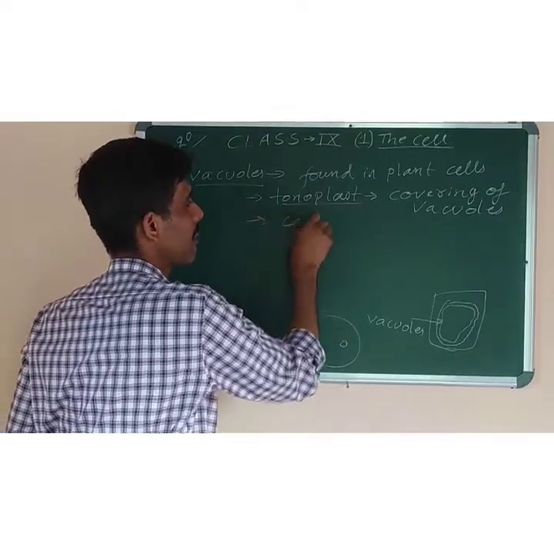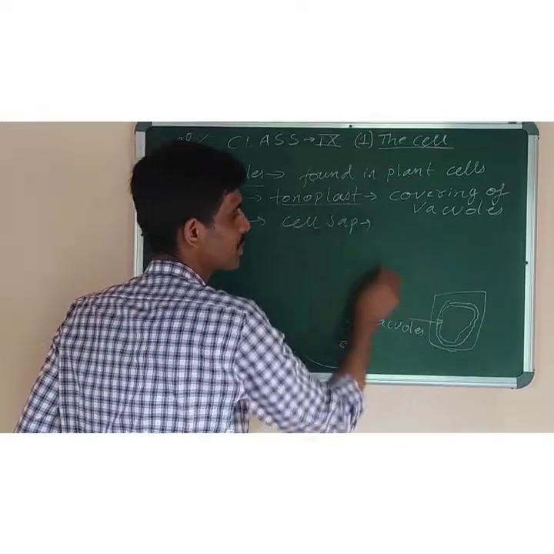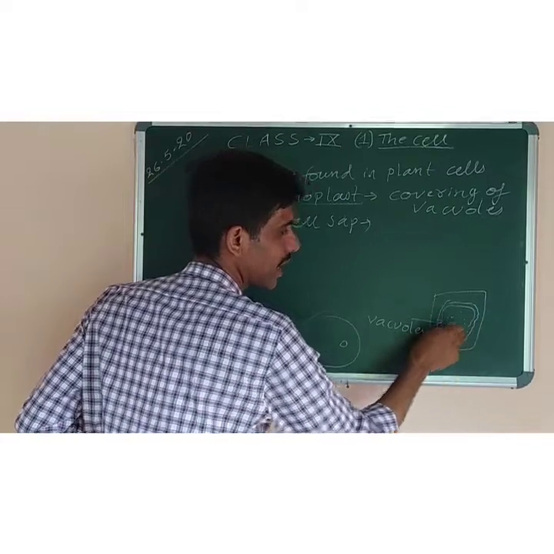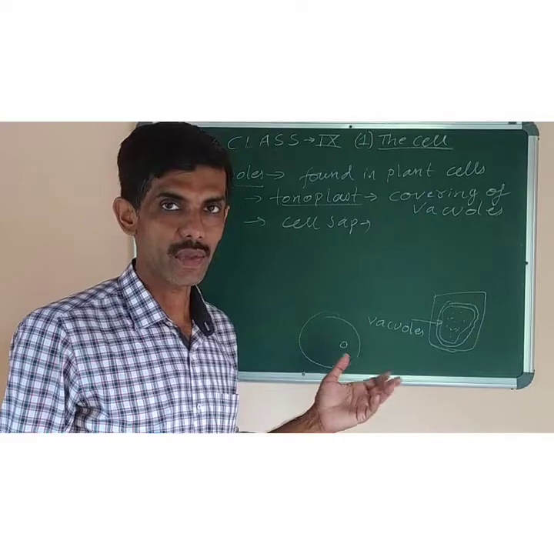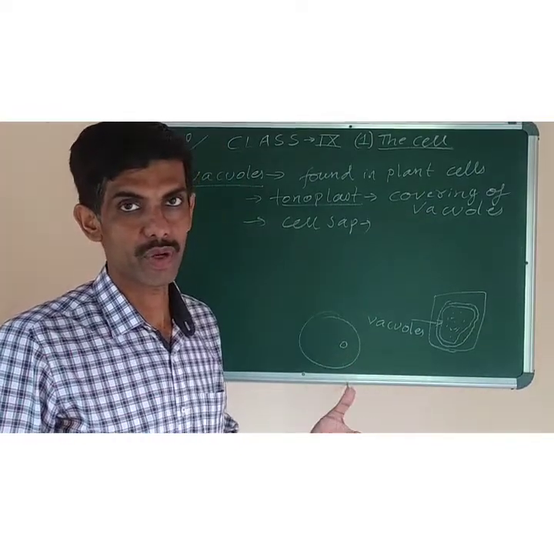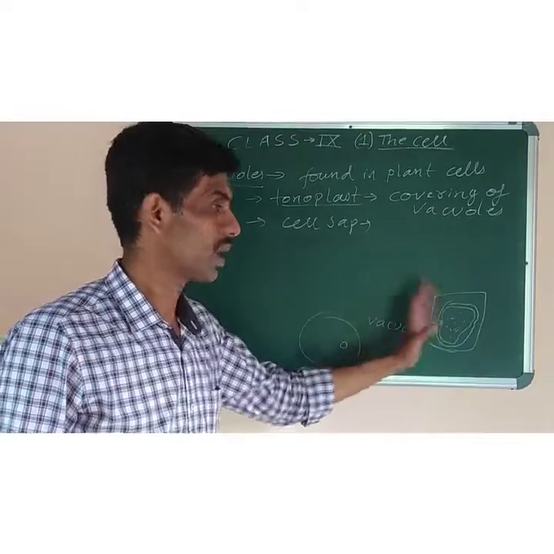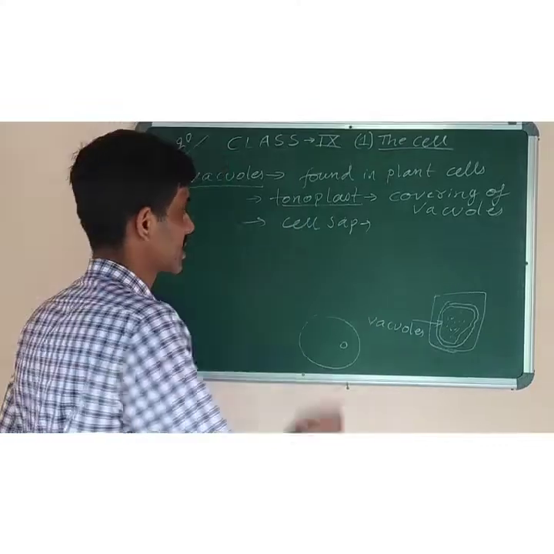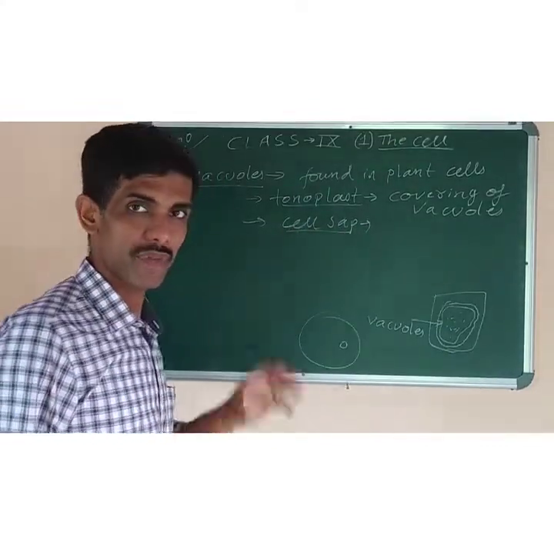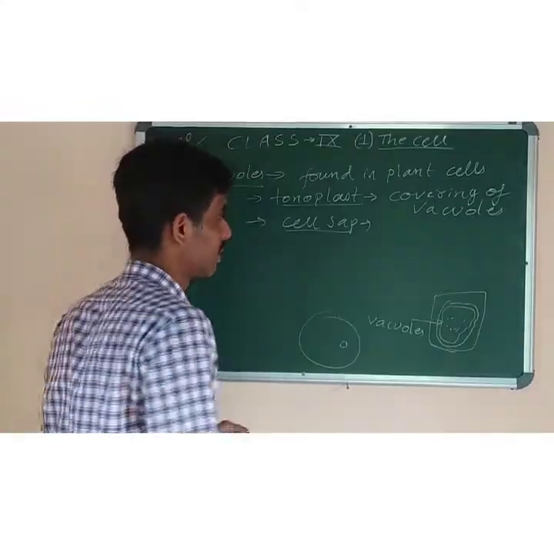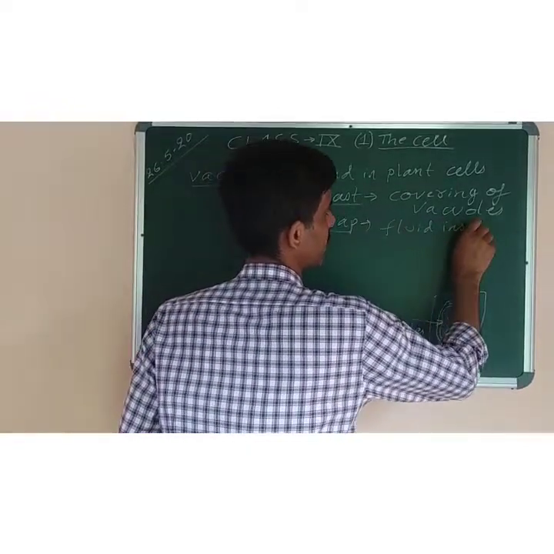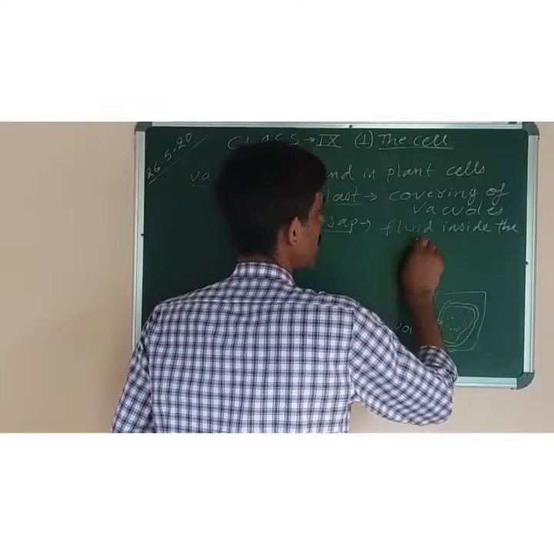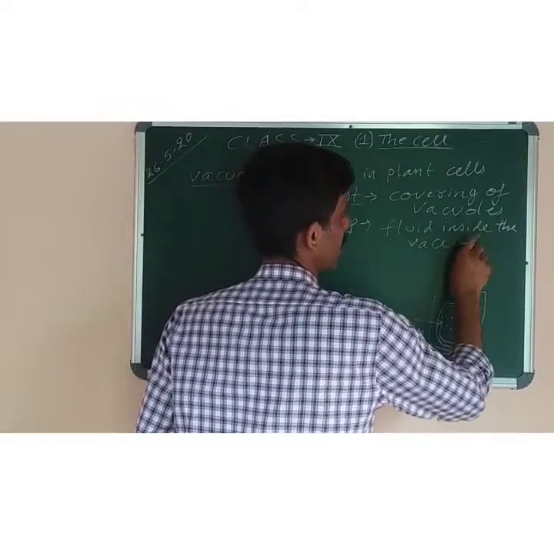Now, what is cell sap? The fluid which is present inside the vacuole contains different types of food materials as well as the waste materials that are produced by the cell. They are stored here only. So that is called cell sap. So what is cell sap? The fluid present inside the vacuole is called cell sap.